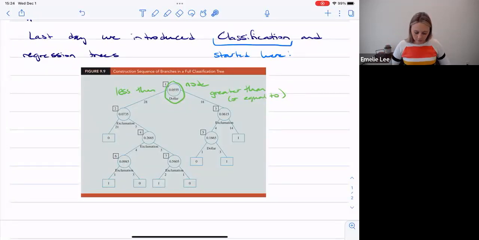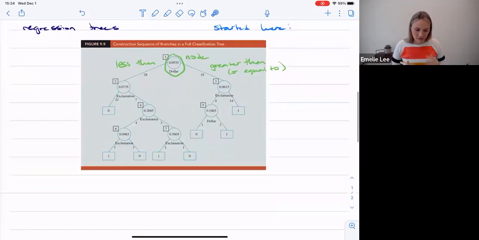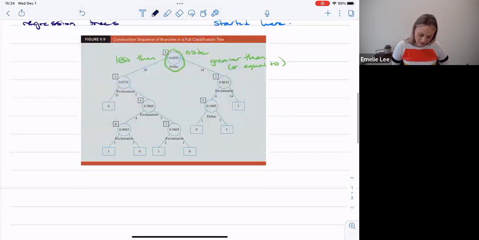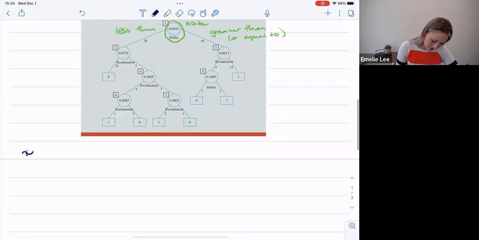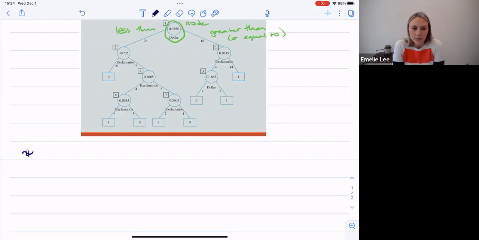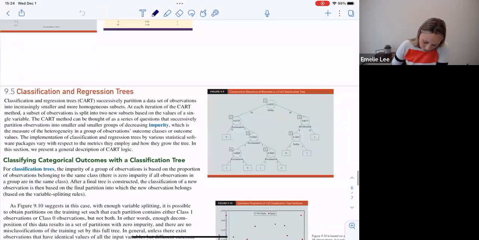Okay. So it's another way of classifying data, and we can also use it for numerical data, regression. But I find that the classification is a little bit easier to wrap our heads around. Okay, so we'll pick up there.